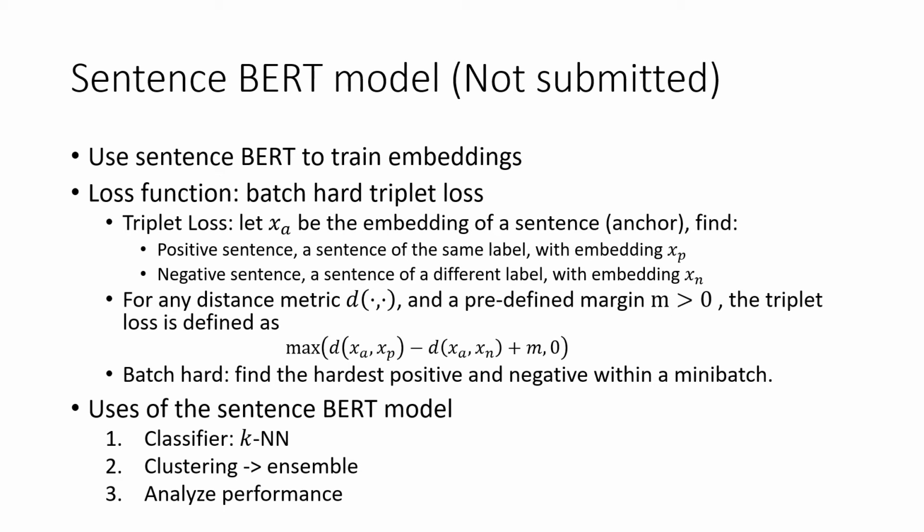We also used the sentence BERT model to train embeddings of sentences. We used the batch-hard triplet loss when training the sentence BERT model. To calculate the loss for any selected sentence, we call it the anchor sentence. We first find a positive sentence that has the same label and a negative one that has a different label. Given any distance measure d and a margin m, the triplet loss is defined as follows. We want the distance between the anchor and the positive to be smaller than the one between the anchor and the negative by at least m. For the batch-hard triplet loss, we find the hardest positive and negative sentences within the mini-batch.